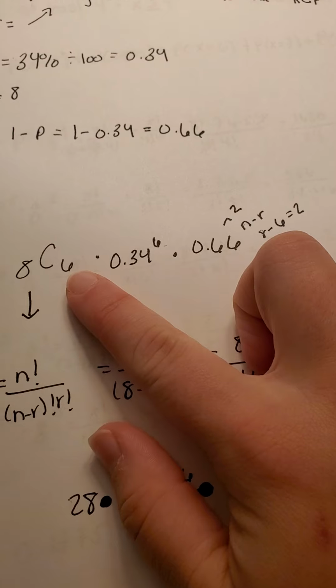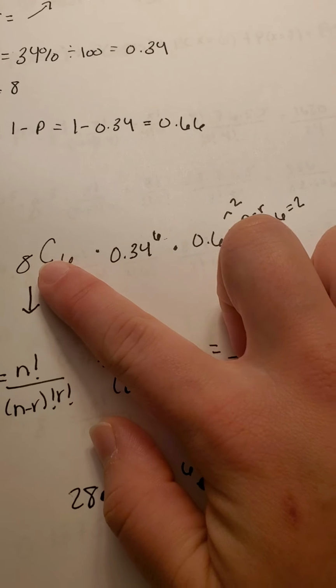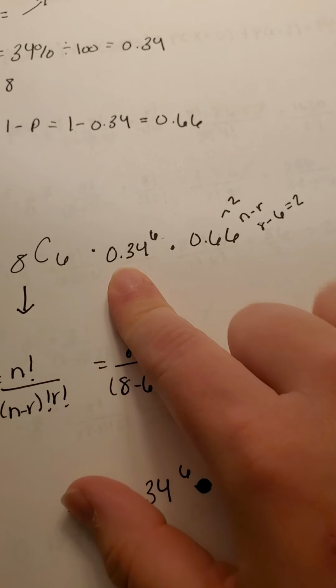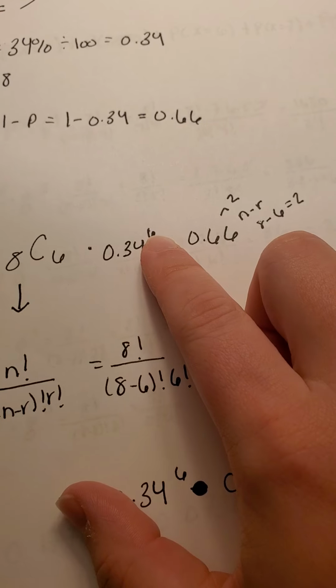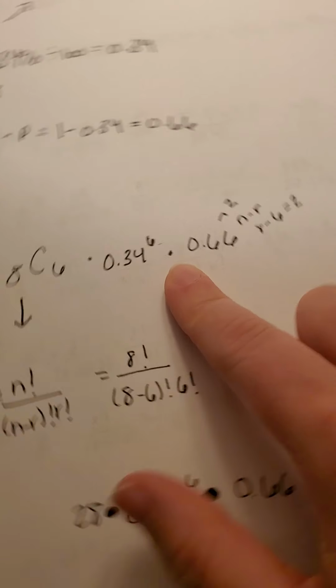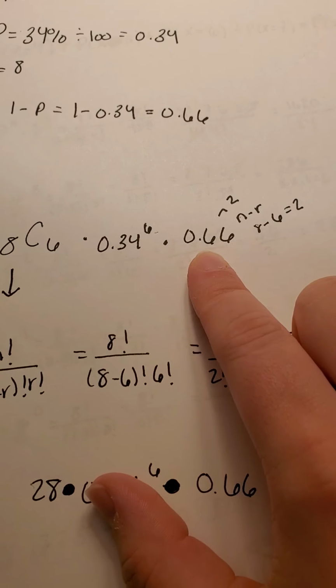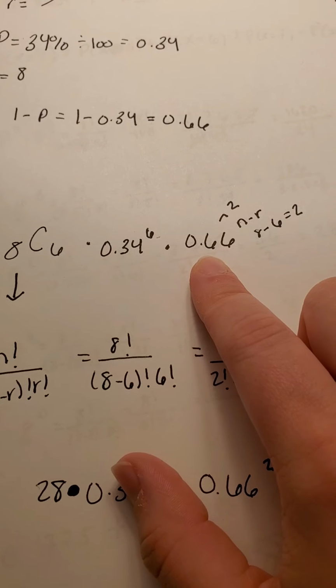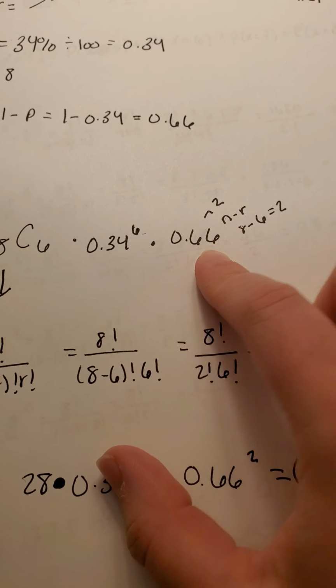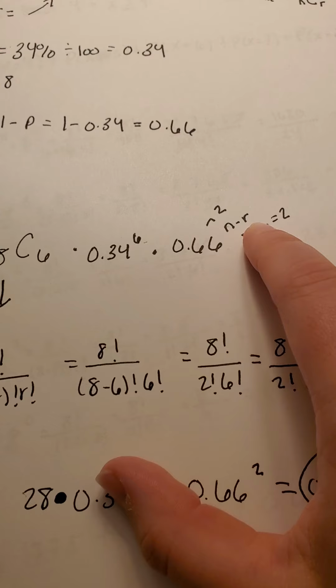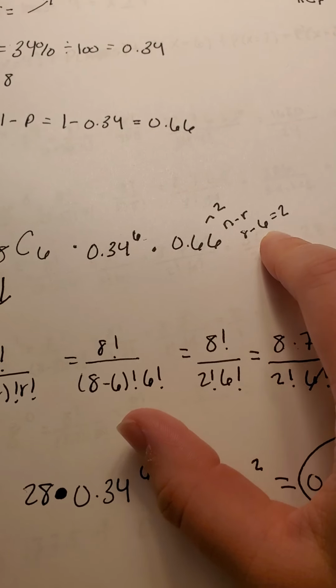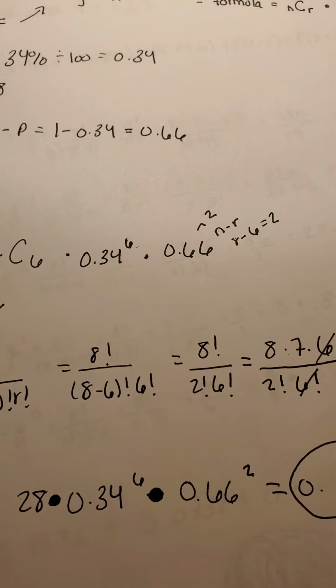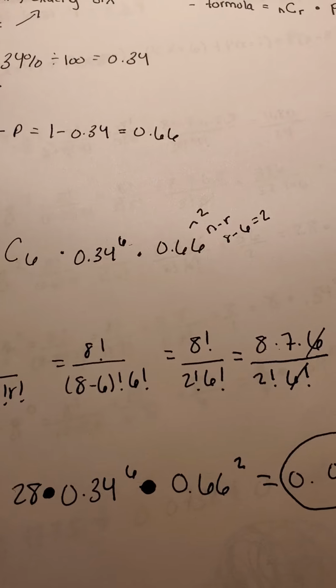We're going to go ahead and plug into our formula, which is the combination of 8 and 6 times your p, which is 0.34, with the 6 as your r. Then you're going to multiply by your q, which is 1 minus p, which is 0.66. And you're going to have n minus r, which becomes 8 minus 6, which equals 2. So you now have an exponent of 2 on 0.66.